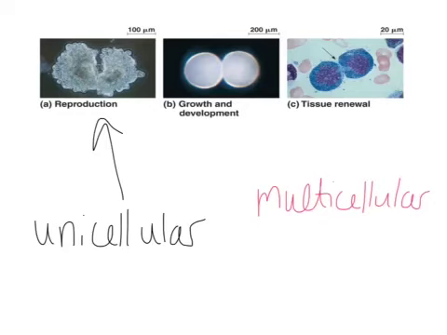But multicellular organisms will need to do mitosis for growth. That's how we think about you as a human. We go from one fertilized egg cell to an organism with trillions of cells. So that's a significant amount of growth. They may also need to do some kind of repair or tissue renewal, like we just talked about with the wound. You have to repair and replace those tissues, and that's going to be done by mitosis.